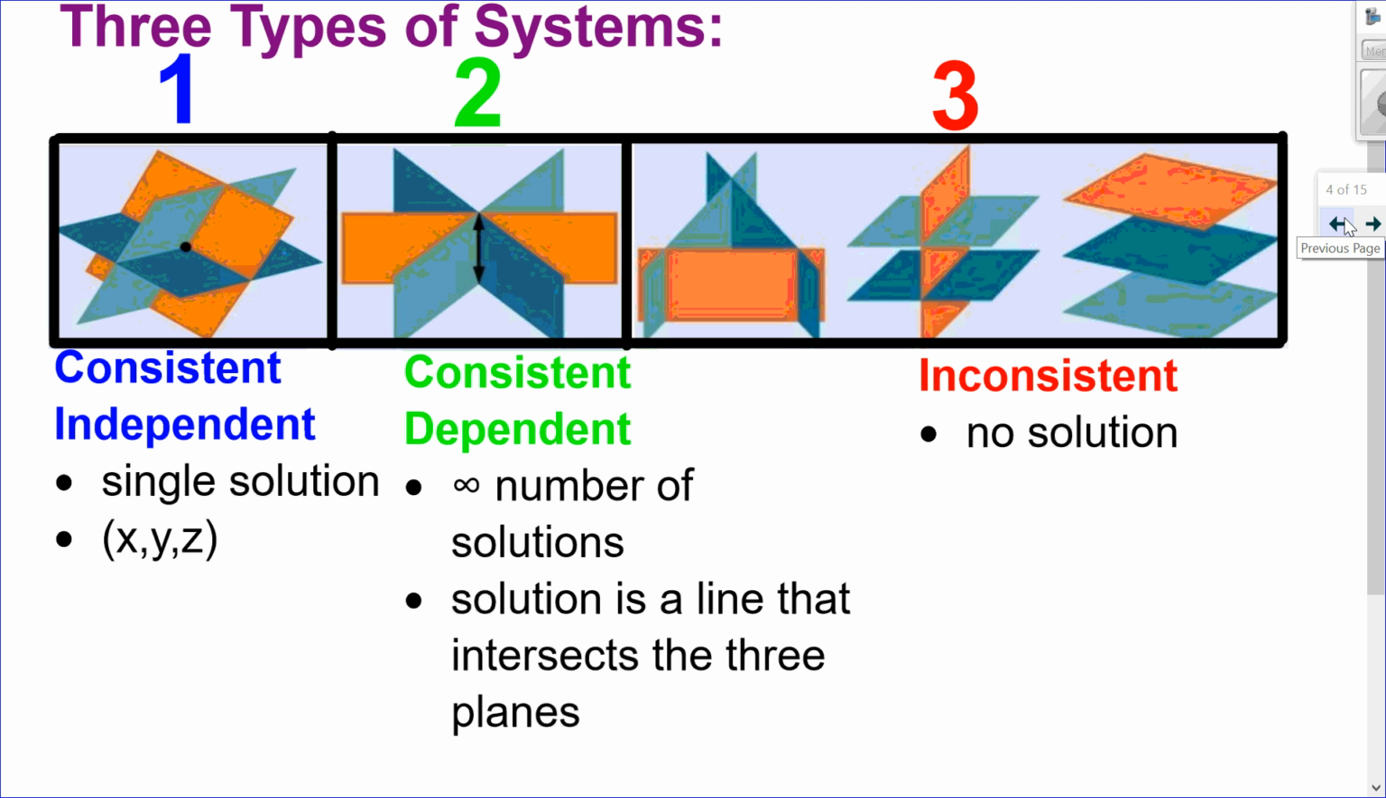So similar to linear equations, there are three types of systems. The first system is consistent and independent. There is a single solution. It's that point of intersection right there, and it has coordinates of X, Y, Z. We need to state it as a coordinate.